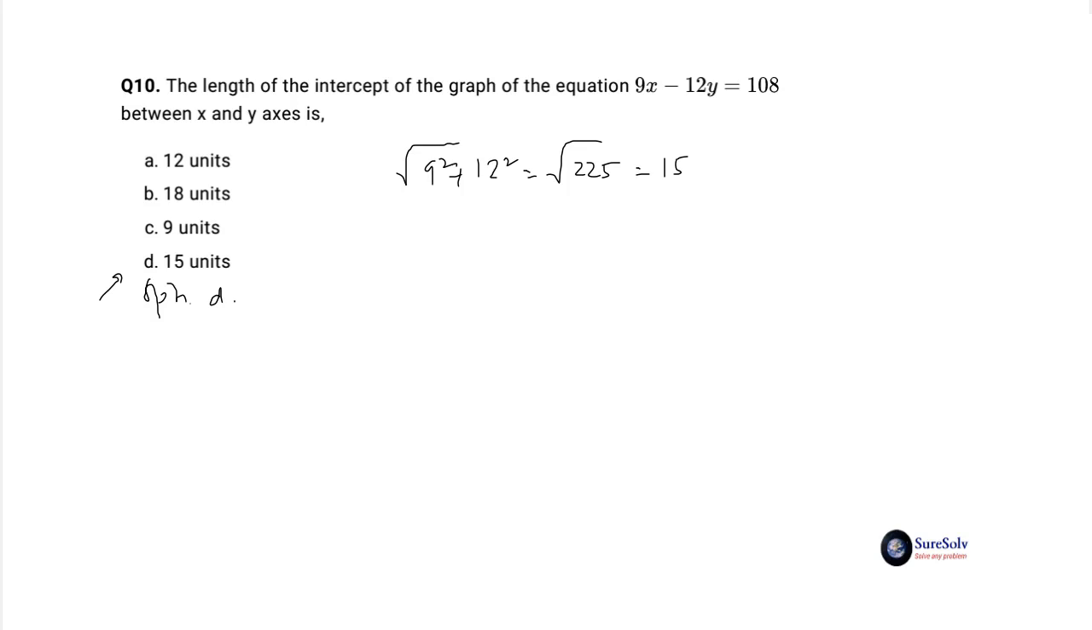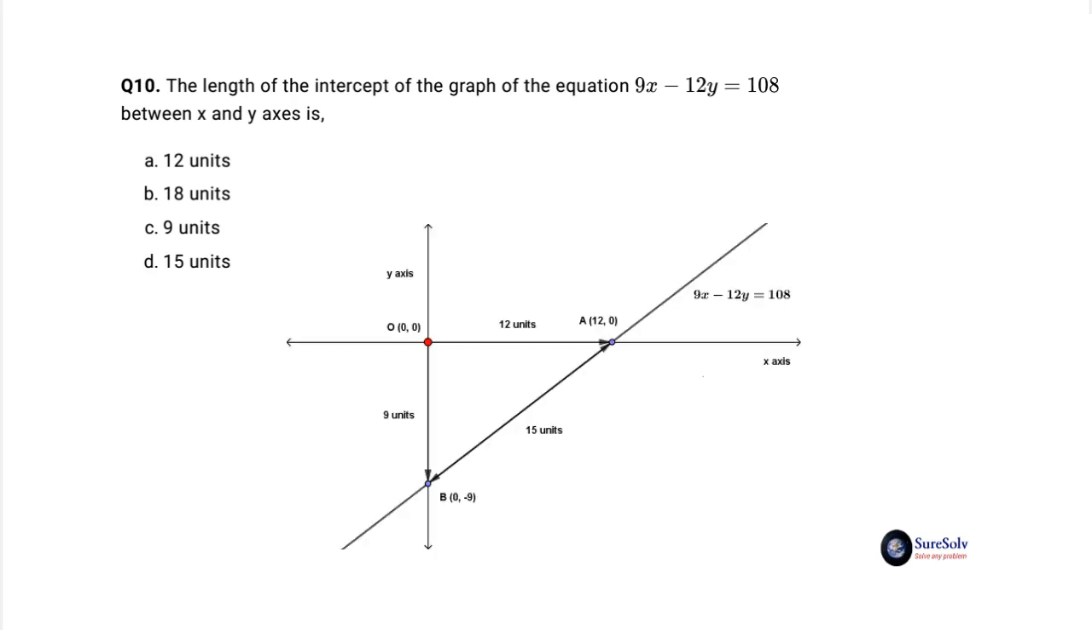But for better understanding, let's show you the graph drawn on xy coordinate axis. The line cuts x-axis at A and y-axis at B. OA is 12 units and OB is 9 units. Length of the intercept AB is AB equal to square root of 9 square plus 12 square equal to square root of 225 equal to 15. Answer option D, 15 units.